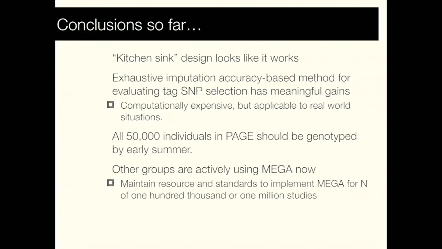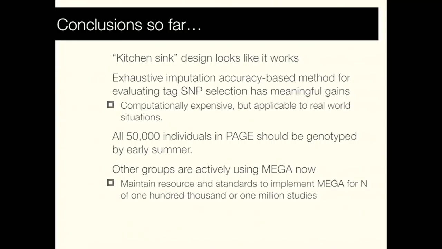All right, so conclusions so far. I should have added here, if you want to herd cats, move the food, right? It was because PAGE put this out for a large multi- and trans-ethnic mapping effort that this got designed in the first place. It looks like this kitchen sink design is starting to work. We've got good imputation working. 50,000 individuals in PAGE should be genotyped by sometime this summer.